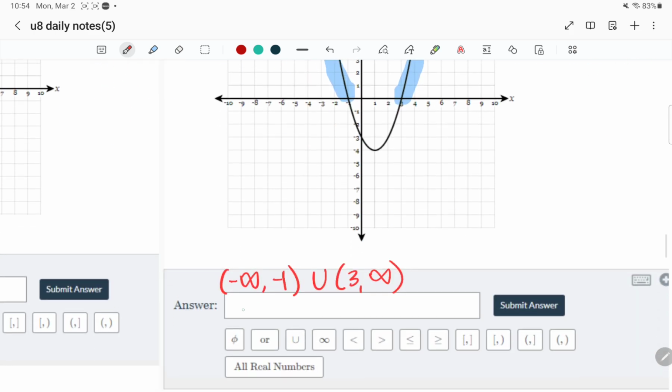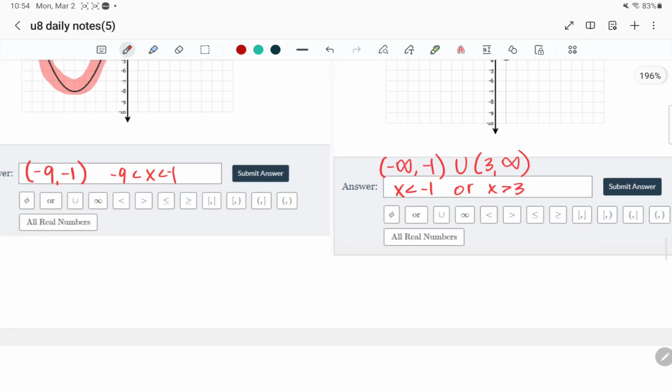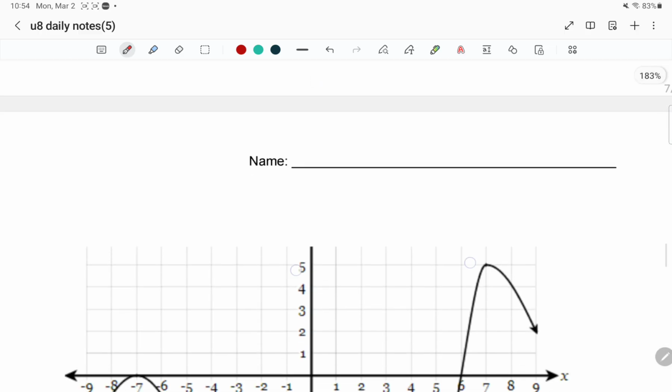Okay, so we're going to say x is less than -1 or x is greater than 3. Okay, again, I know it's going up, but we are looking at the x values, right? That's what we're writing down here, the -1 and the 3. If I'm looking at x values, this is going to the left. That is negative infinity. So that's why we put a negative infinity there, even though it's going up.